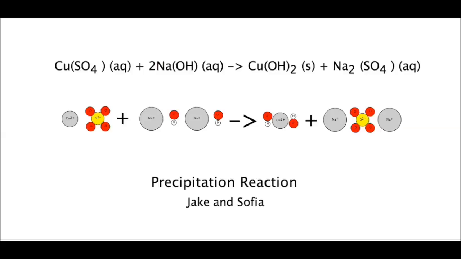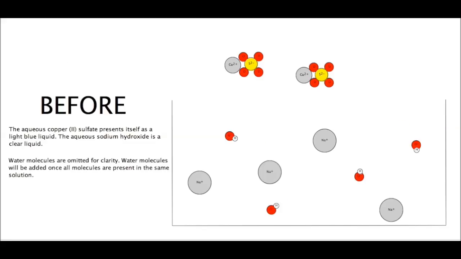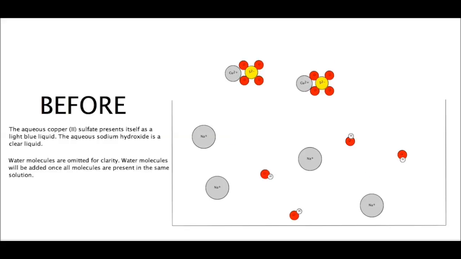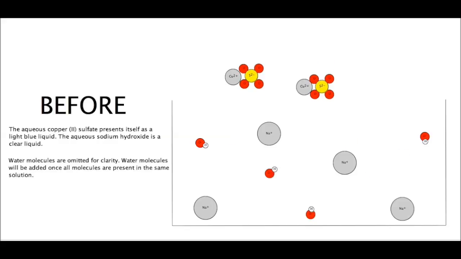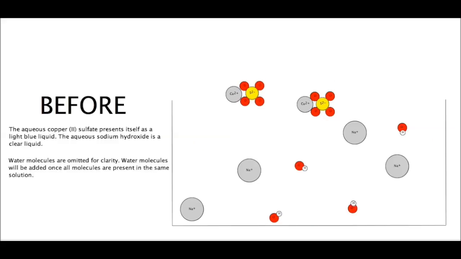This is the reaction of aqueous copper 2 sulfate and aqueous sodium hydroxide to create a solid copper 2 hydroxide and aqueous sodium sulfate. In the nanoscopic representation, the copper 2 sulfate solution is added to the beaker of sodium hydroxide. Water molecules are omitted for clarity.